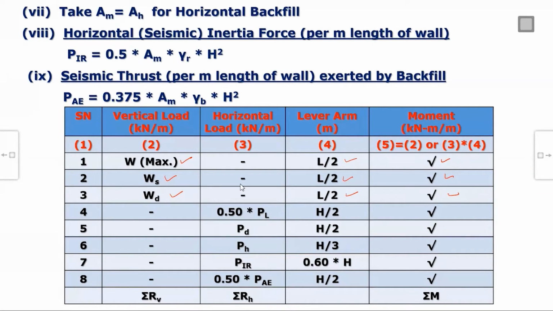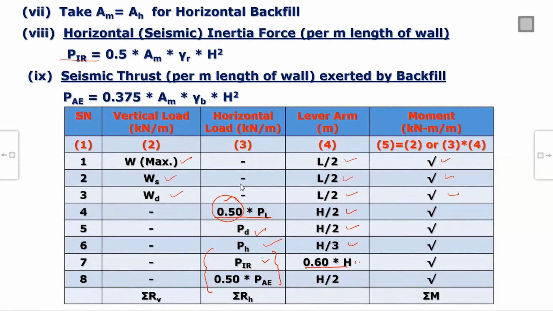Number one, it says whatever is live load PL, you must take 50% of that. So previously it was PL, now 0.5 PL, and live load is acting at H by 2. Then PD and PH, they are also acting at the same place. These two are extra because of the dynamic thing. One change is here, at half of live load we have to take, and PIR it says acts at 0.6 times H from the bottom. That is what it said in the code.